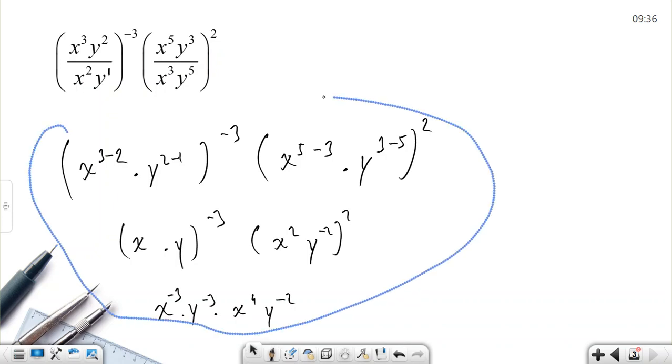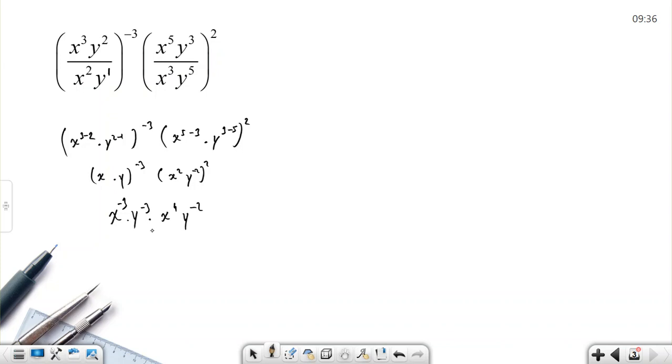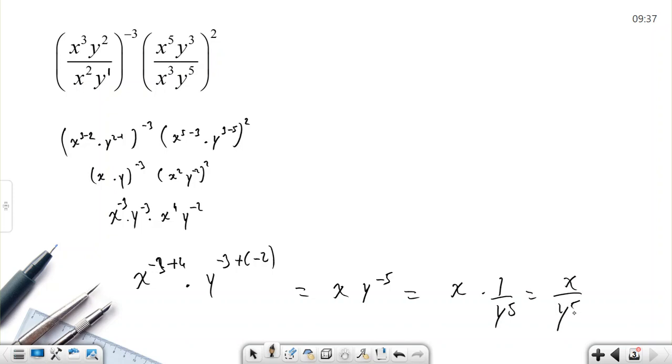Now what I have here is x and x, so I need to add the powers: x to the power of minus 3 plus 4, multiplied by y to the power of minus 3 plus minus 2. So that's equal to x to the power of 1, so x, multiplied by y to the power of negative 3 plus negative 2, which is y to the power of negative 5. I can write this as x multiplied by 1 over y to the power of 5, that is x over y to the power of 5.